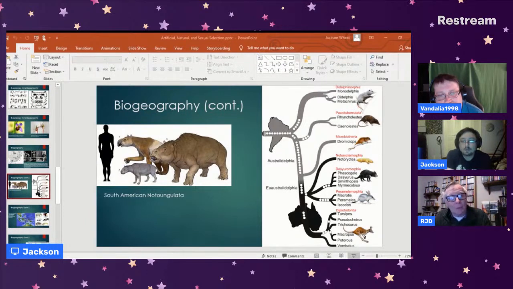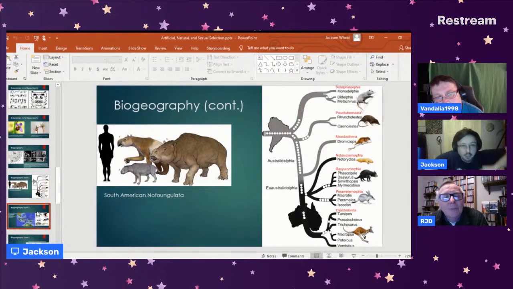Or you can have ones where, because of isolation, Madagascar is a spectacular example of a whole bunch of little shrew-like animals and mole-like animals and other kinds of things, but they're not shrews or moles. They're filling the same niches, but they're all marsupials. They're all lemuroids, I think. Or afrotheres. Afrotheres, there we go.